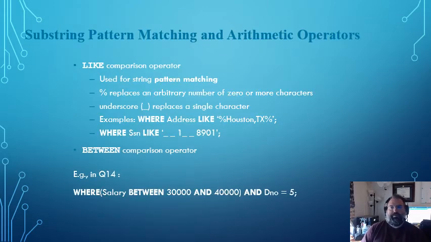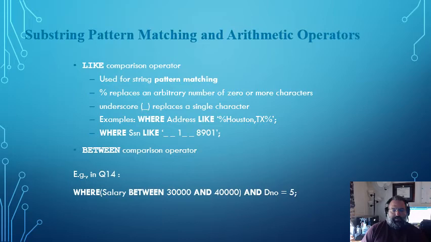Like comparison is used to do some form of wildcard searching. Generally speaking, the percent is used as the wildcard character. So in the example that's on the screen, you have like percent Houston underscore TX percent. That means that anything that contains that string within it is likely to match. And you can also use the underscore character for single characters most of the time. Again, always double check with your particular implementation of SQL to make sure that it is doing what you think it is doing. Between is often used to do a range.